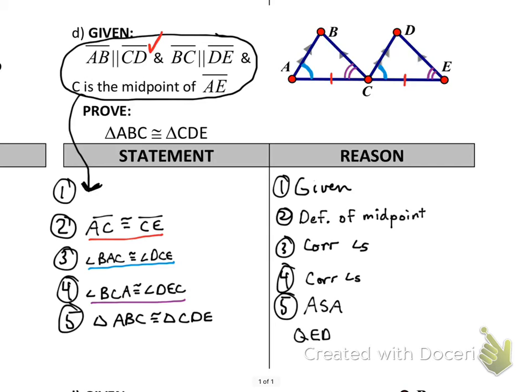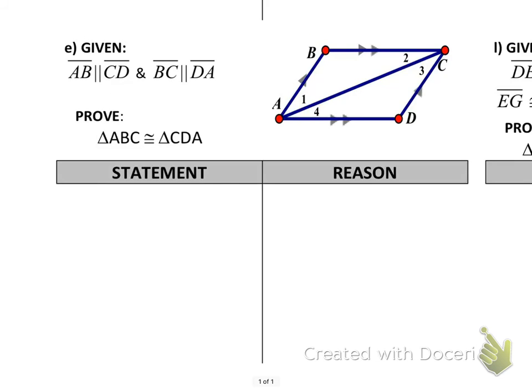All right. And I just wanted to go through one more. And what we're going to do is look at E. So we've got two sets of parallel lines. And we might be able to go through this one a little faster. We're going to have 5 lines in this proof. So we can go ahead and write down 1, 2, 3, 4, and 5.